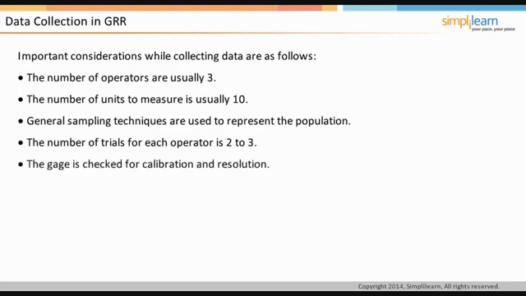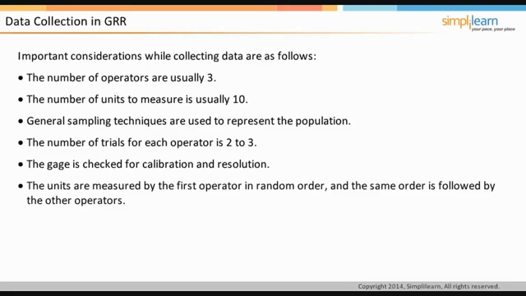It is important that the gauge be calibrated accurately. It should also be ensured that the gauge has an acceptable resolution. Another practice is that the first operator measures all the units in random order. Then this order is maintained by all other operators. All the trials must be repeated.